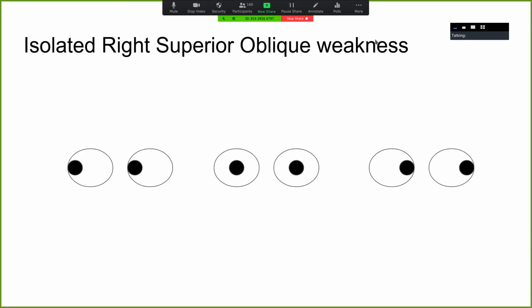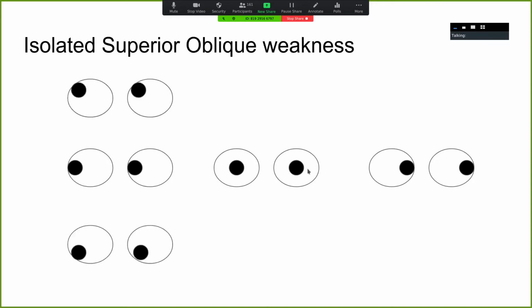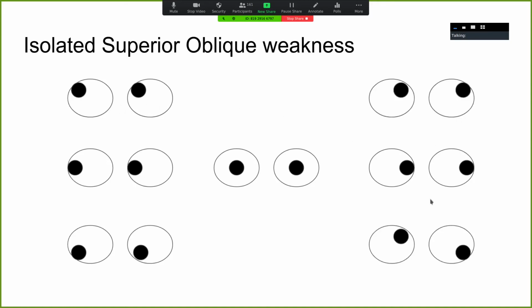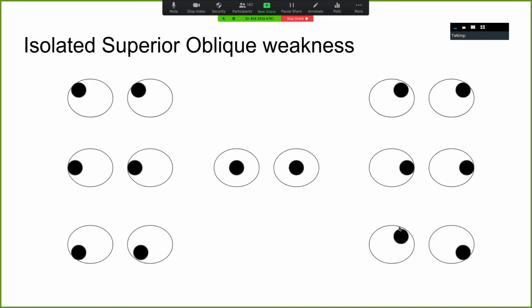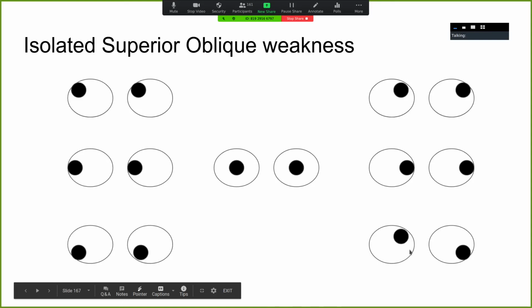If it's a superior oblique problem, I've shown you this example already. So apparently on horizontal gaze, no problem. Vertical gaze to the right, no problem. Vertical gaze downwards for the right is problematic. It cannot seem to go down in this direction here. So that means the right eye is deviating upwards and towards the nose. Tells you that the superior oblique is not working on the right eye.